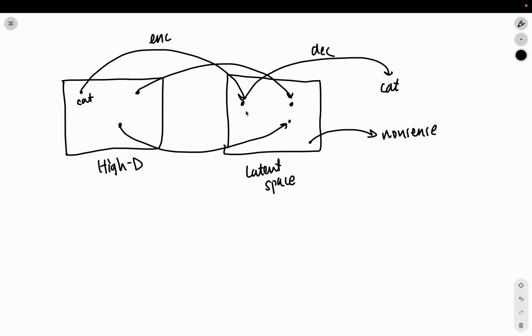We want to be able to maybe work with this latent space, try and generate new images. Maybe if this is where cats get sent to, if I sample a point right here and I decode that, maybe that should turn into a different type of cat or a new image. So this is where we get into the idea of variational autoencoders.